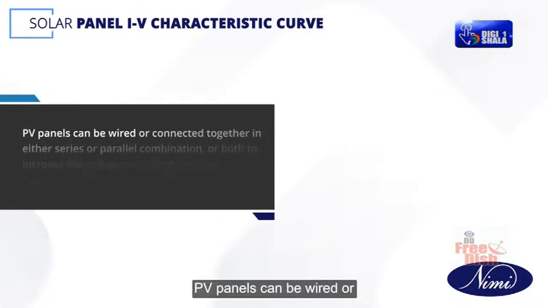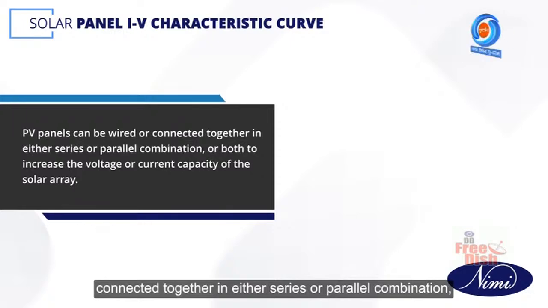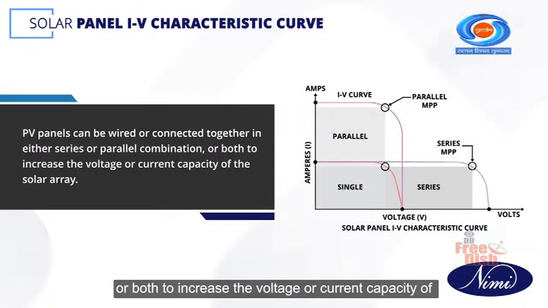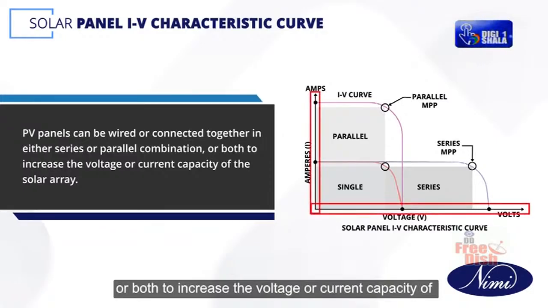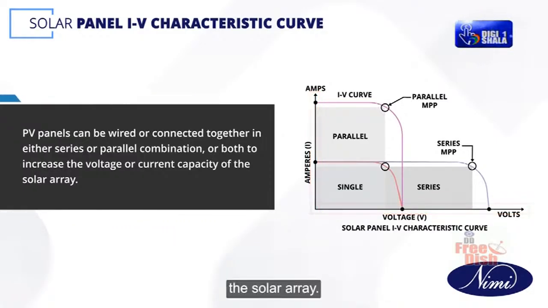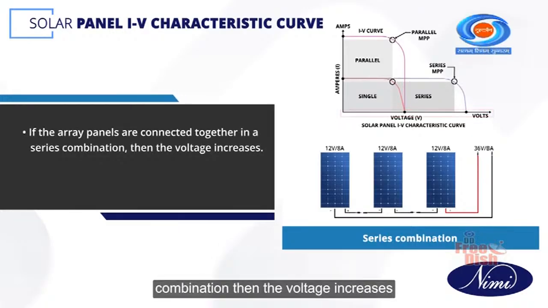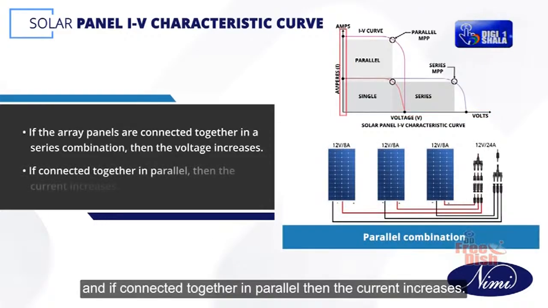PV panels can be wired or connected together in either series or parallel combination, or both, to increase the voltage or current capacity of the solar array. If the array panels are connected together in a series combination, then the voltage increases, and if connected together in parallel, then the current increases.